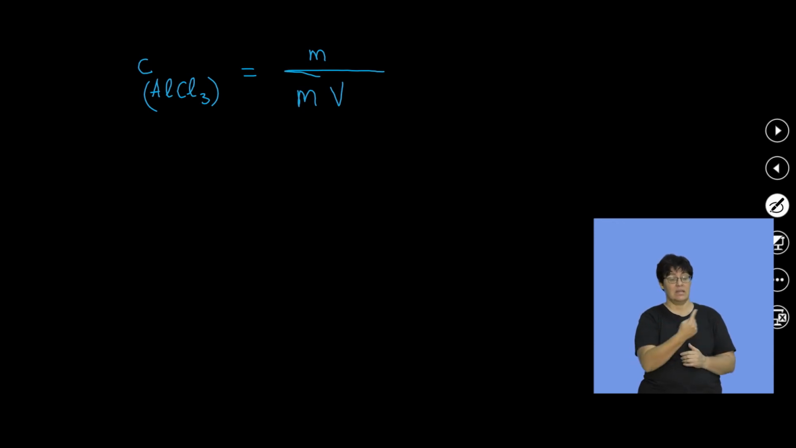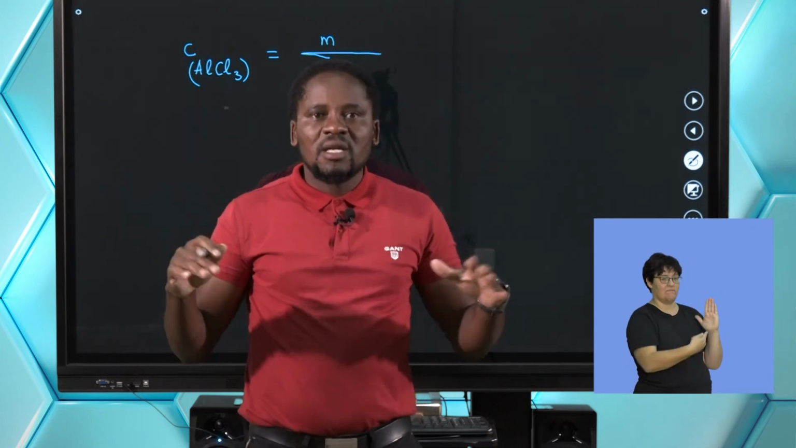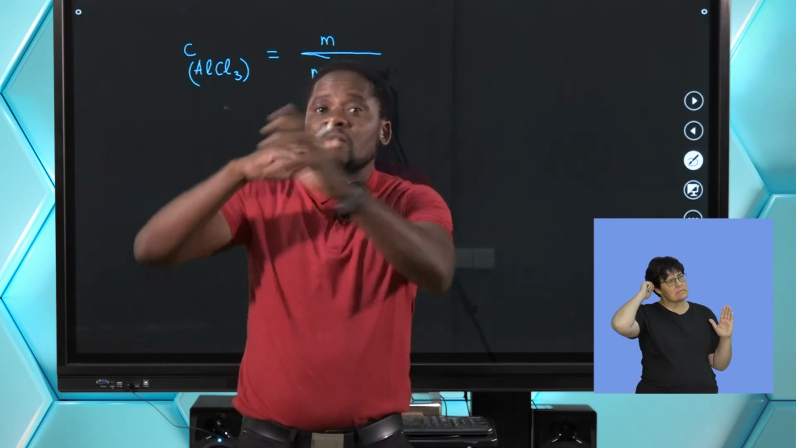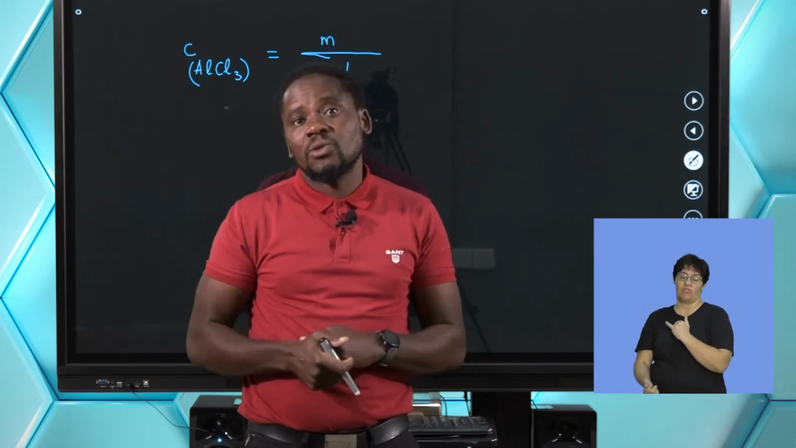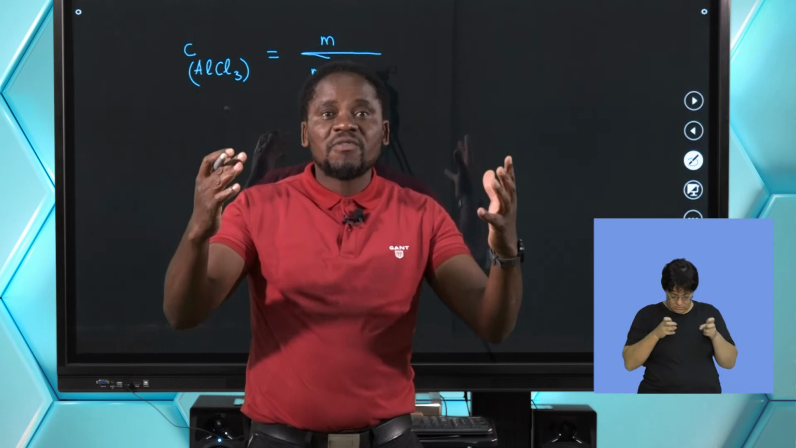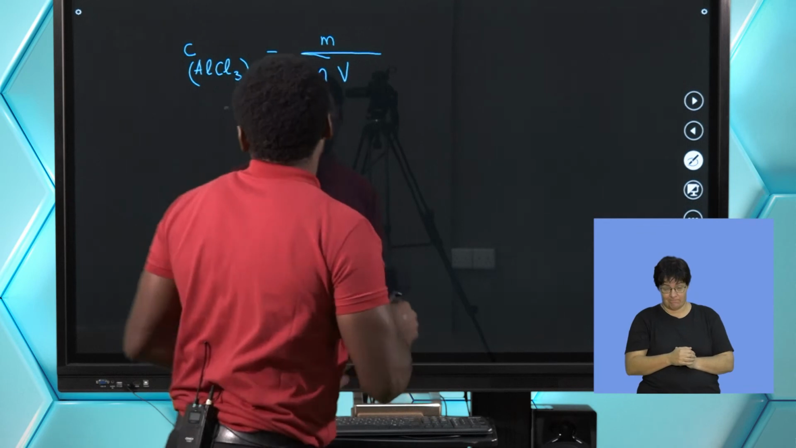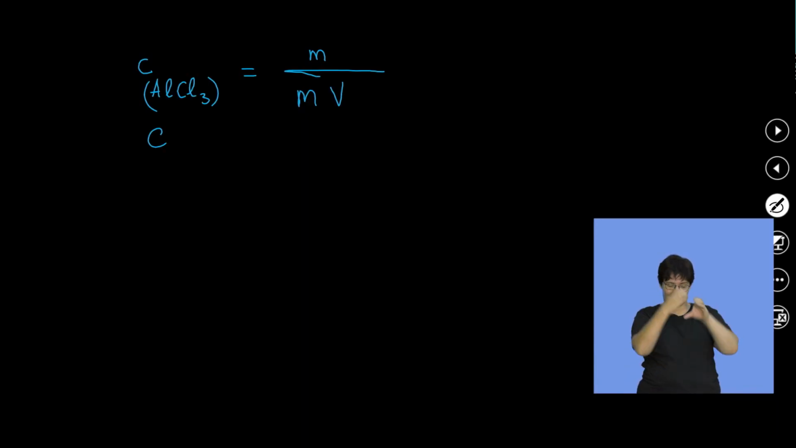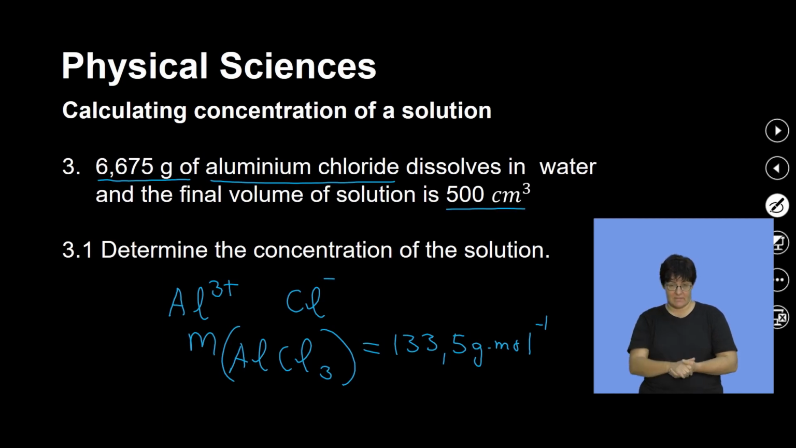Each time you are looking for something, the formula is always given on the data sheet. There is no need whatsoever for you to try and change the subject, because in the process things might go wrong, and then the resulting calculations will also be incorrect. So to avoid that, copy the formula as it is given, do the necessary substitution, and then isolate the unknown. Now, we are looking for the concentration of aluminium chloride, which is equal to, we have the mass given as 6.675.